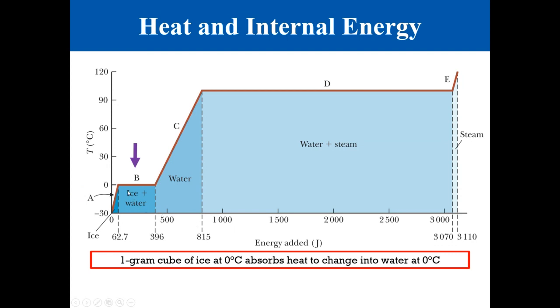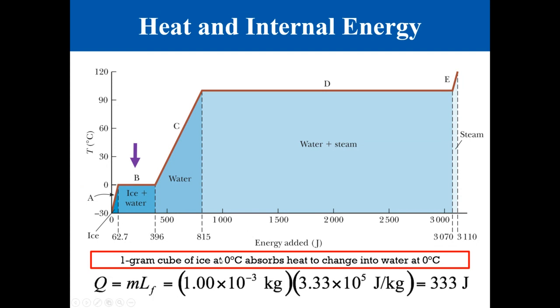Then for the second process, we need to melt the ice. We need to change it from solid ice into liquid water. The temperature here is fixed at 0 degrees. So both the ice phase and the water phase continue to be at 0 degrees. To calculate the needed energy, we apply the equation for the latent heat, Q equals mL_F. Again, m is 1 gram, and the latent heat of fusion of ice is 3.33 by 10 to the power 5, so this is 333 joules. We add to 333 the needed 63 before. Together, the total energy needed up to this point is 396.